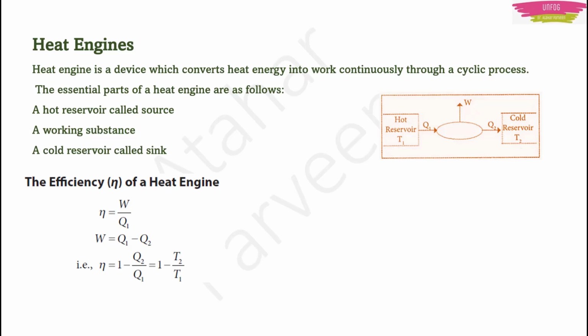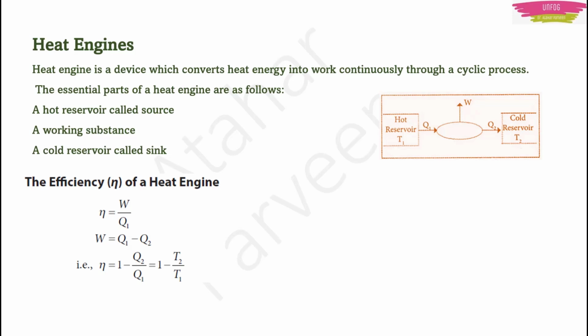Now what is the work done? We say that the heat energy Q1 is taken and utilized to do some work, and the remaining heat energy is given to the cold reservoir, right? So the work done will be equal to Q1 minus Q2. That's why efficiency eta is equal to W upon Q1, or in place of W I can write Q1 minus Q2, so eta becomes 1 minus Q2 by Q1.